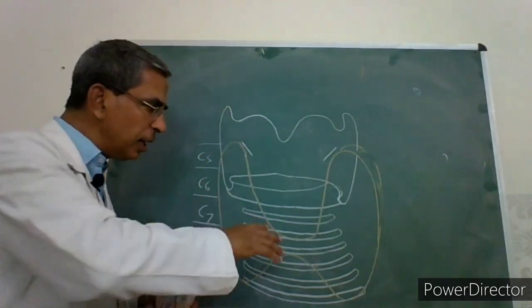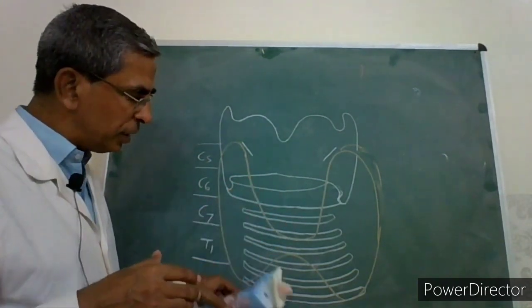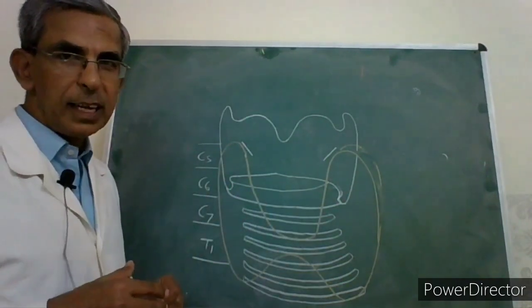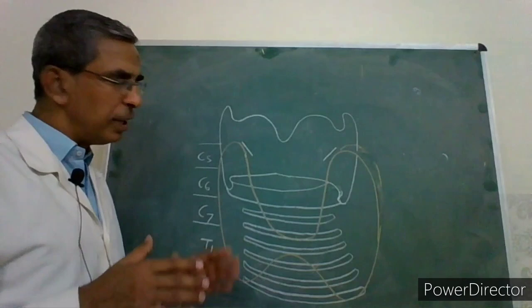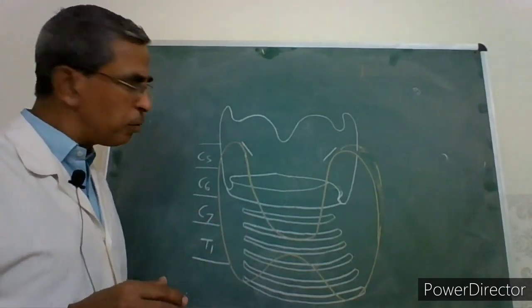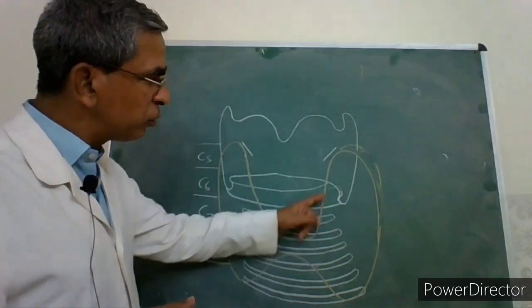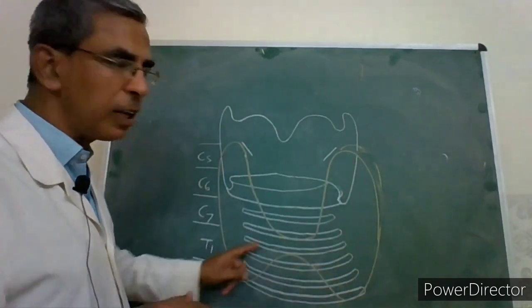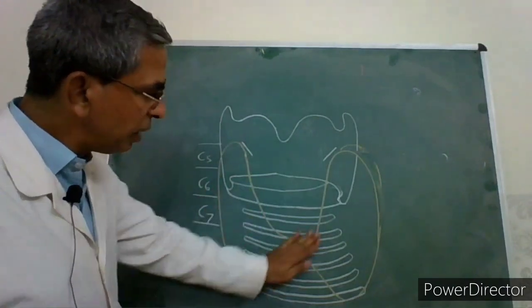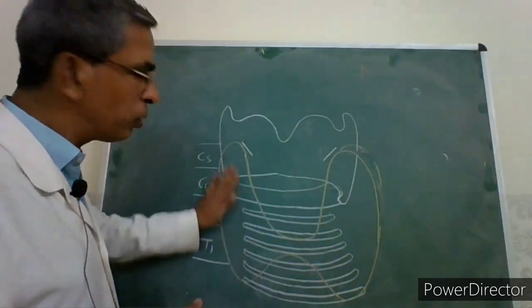Now, what about the covering of the thyroid gland? If you see, this whole thyroid gland is covered by a capsule. Okay, there are two types of capsule. One is the true capsule, one is the false capsule. The true capsule is made up of the condensation of the fibrous stroma of the thyroid gland, which is here on the surface of the gland. That is known as the true capsule.